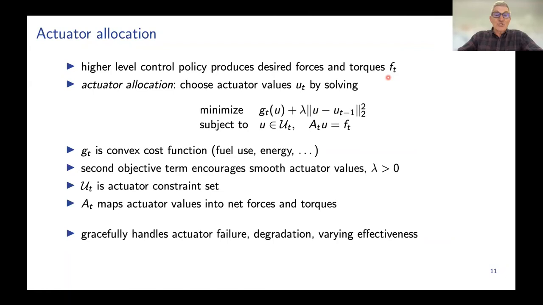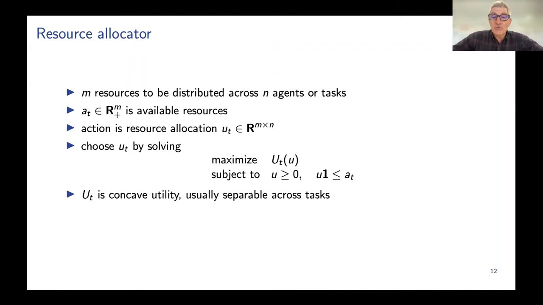Given that, it figures out how to actually achieve it with the actuators that you have right now. Okay. One last one I'll mention is a real-time resource allocator. The way that works is you have M resources, which are to be distributed across N agents or tasks. For example, at a data center, you have resources like power, the total number of cores, the amount of IO bandwidth you're going to allocate to each of your agents or tasks, things like that.